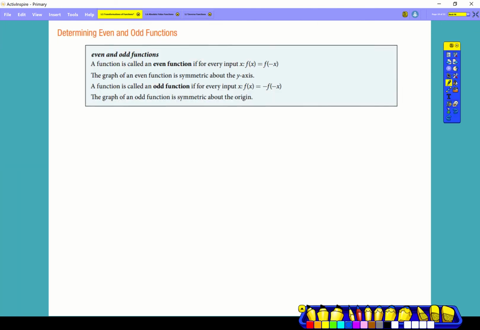Determining even and odd functions, I'm going to go ahead and leave that for the next video. This video has already been like 20 minutes long. So what we just went over was Unit 1, Section 5, reflections about the axes. And I will see you guys in the next one.